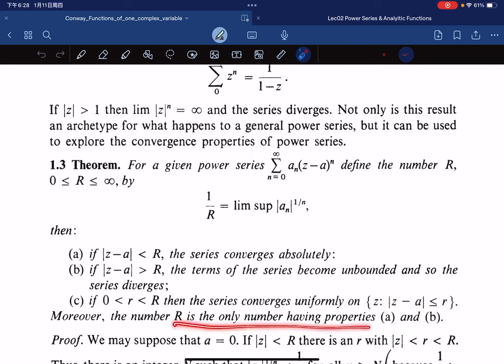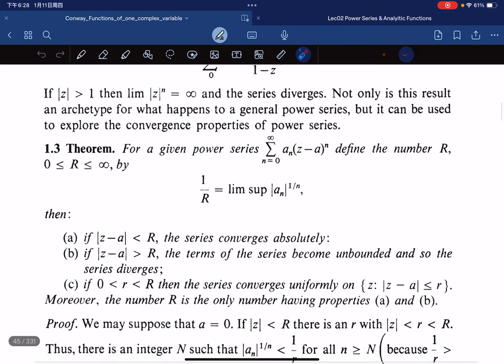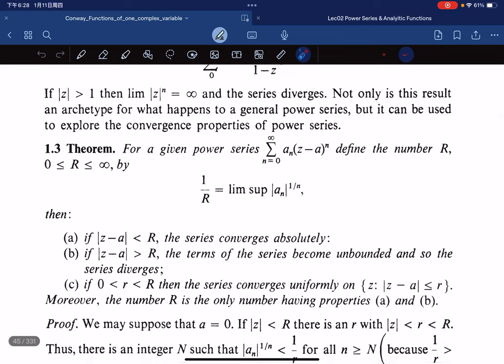The uniqueness is given by a limit, and we know that a limit is unique. It's the limit of some sequence. So the limit is unique, then R is unique. Spoiler alert, sorry, it's unique.